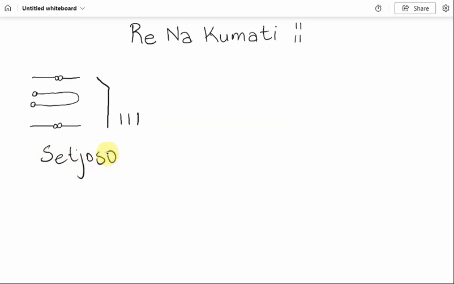Setjoso. In this case, it could simply refer to the stick. This stick, which is known as a throw stick, is used to actually maybe raise something. That's all that is. Setjoso is that object itself that is used for lifting or raising things.